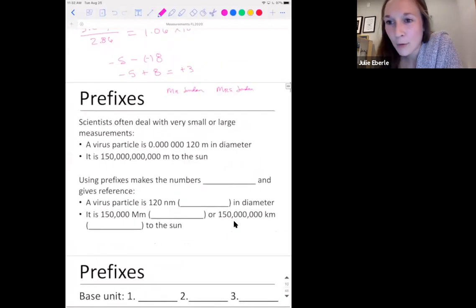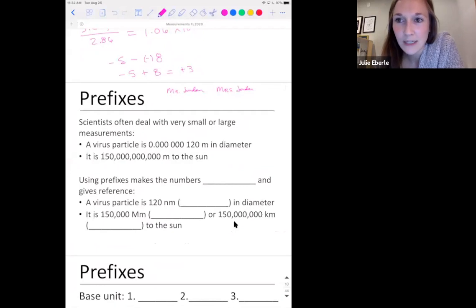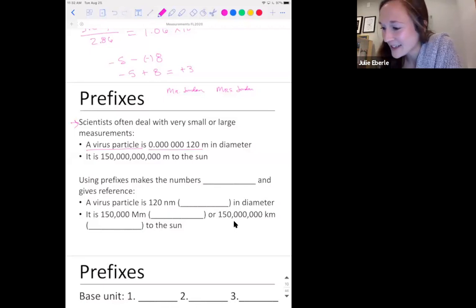But my point here is that prefixes are words that come before another word and they add meaning. And it's the same idea in chemistry. The reason we use prefixes is right here. Scientists often deal with very small or large measurements, and they can make our head spin. I mean, look at this first one, a virus particle. Look how small it is.